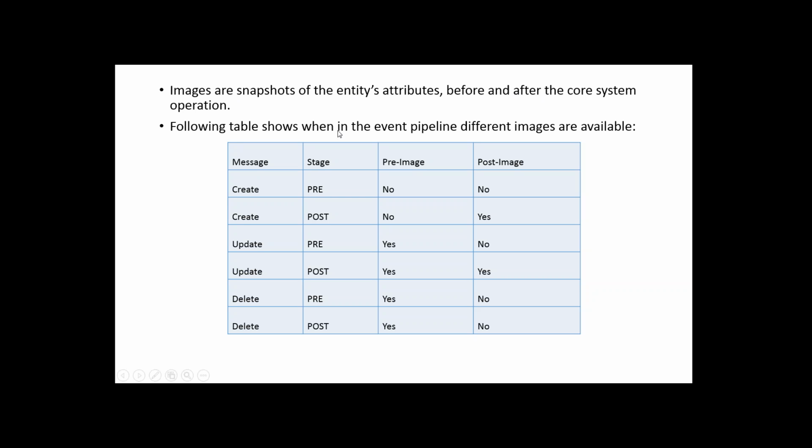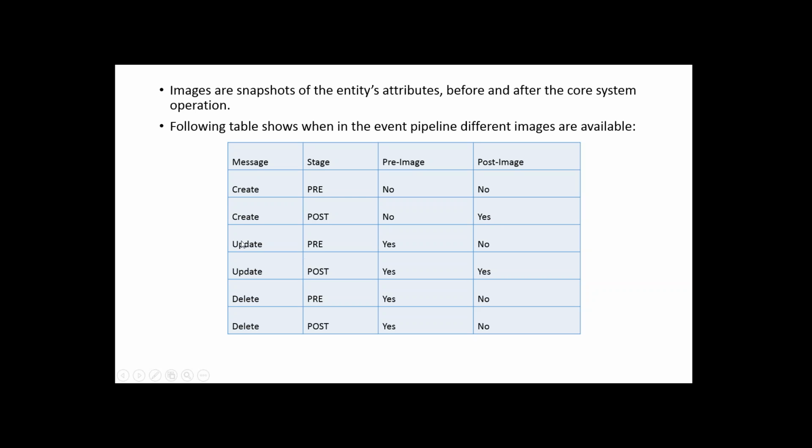The following table shows the event pipeline stages for the different images. For the create operation, it's a pre-stage, so the pre-image won't be available, because the record itself is not yet created in the database. A pre-image means you are retrieving the value that is there in the database, so that is the reason the pre-image isn't supported for the create operation. The post-image is available after the record is saved in the database, so in the pre-stage it won't work, but in the post-operation it will work.